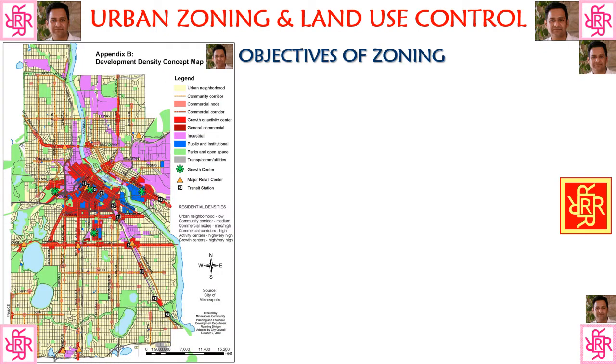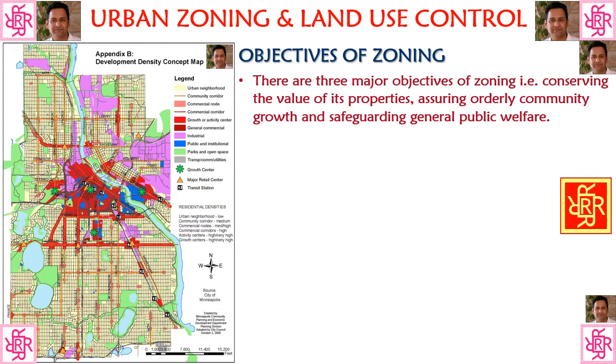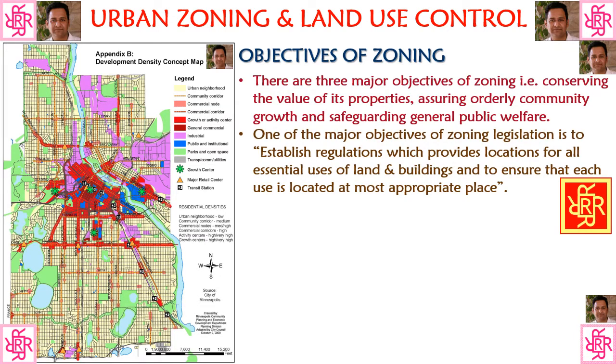What is the objective of zoning? There are three major objectives. One is conserving the value of the properties. Secondly, assuring orderly community growth and safeguarding general public welfare. One of the major objectives of zoning legislation is to establish regulations which provide locations for all essential uses of land and buildings and to ensure that each use is located at the most appropriate place in the city.